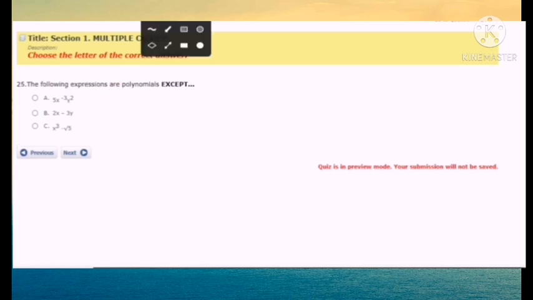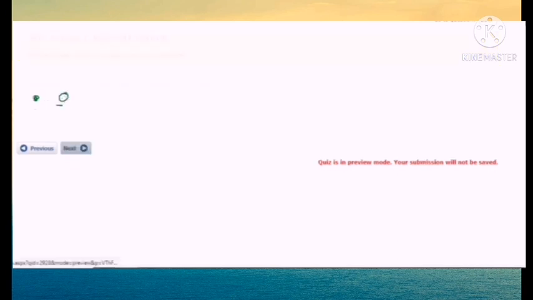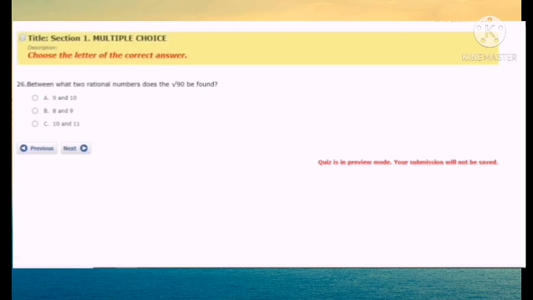Number 25, the following expressions are polynomials except. Okay, so which of the following is not a polynomial? Okay, so we have letter A. Why letter A? It's because there is a negative exponent on the variable. Next, number 26, between what two rational numbers does square root of 90 be found?